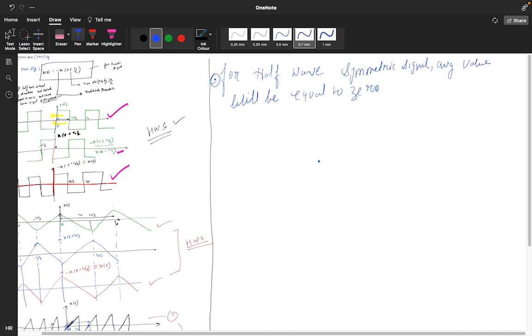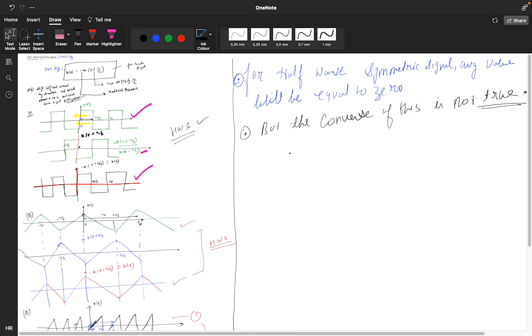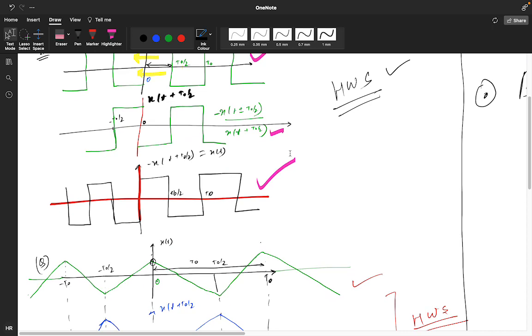But the converse of this is not true. So every signal which has a 0 average value may be half wave symmetric, may not be half wave symmetric. Okay, so this was the concept of a half wave symmetric signal. I hope you understand the meaning of a half wave symmetric signal.